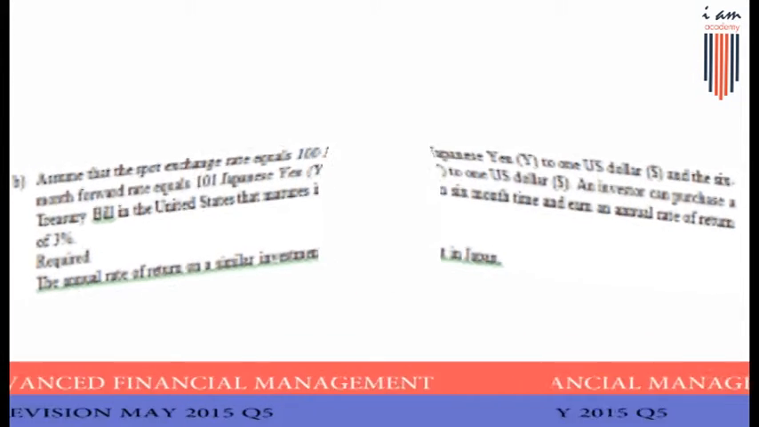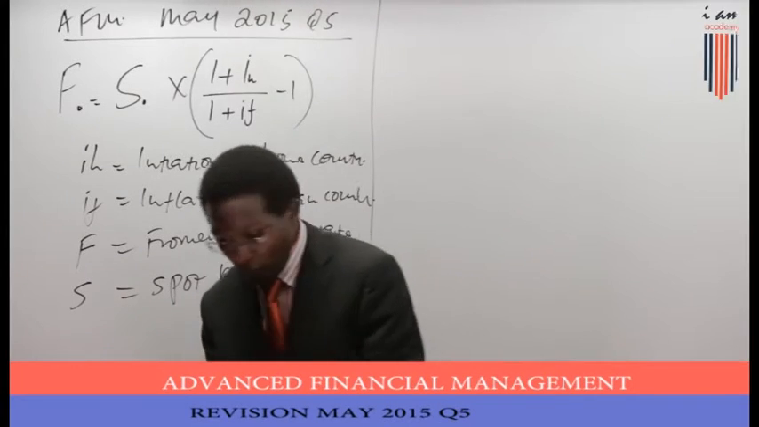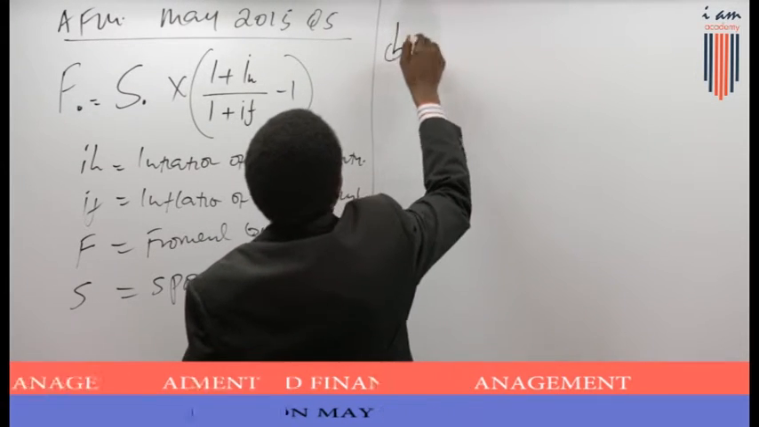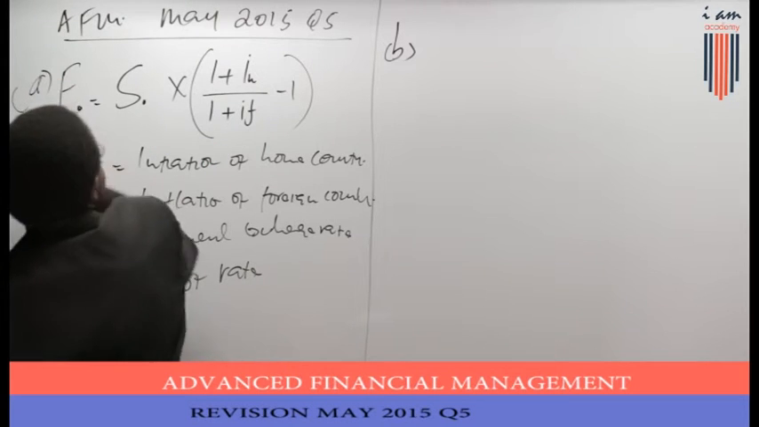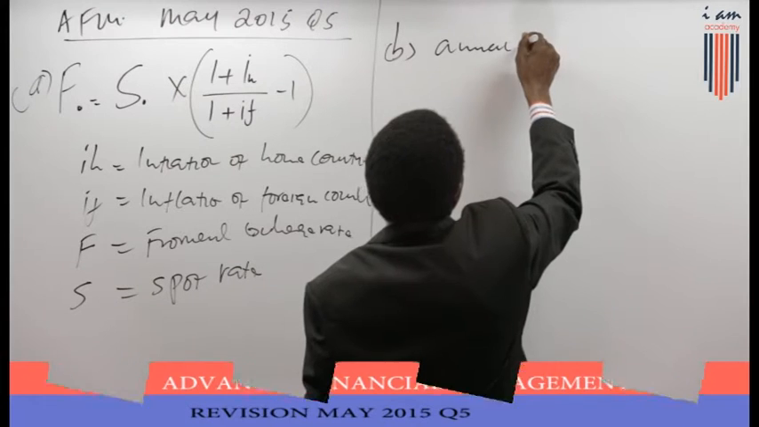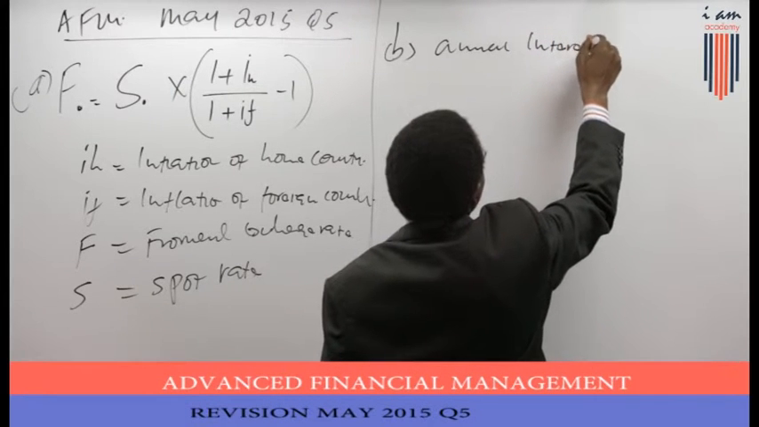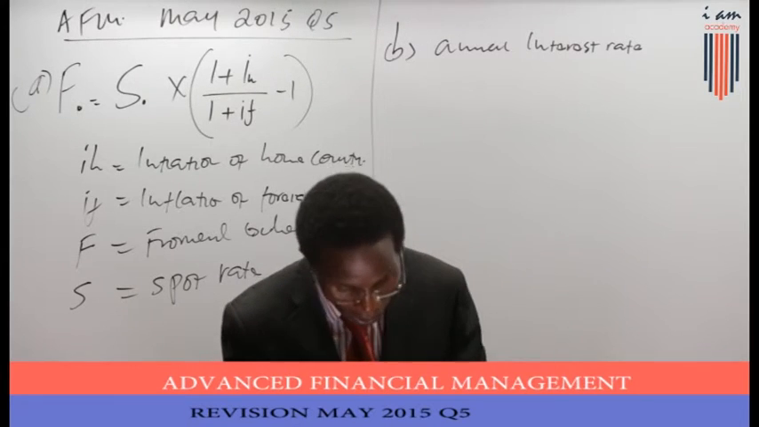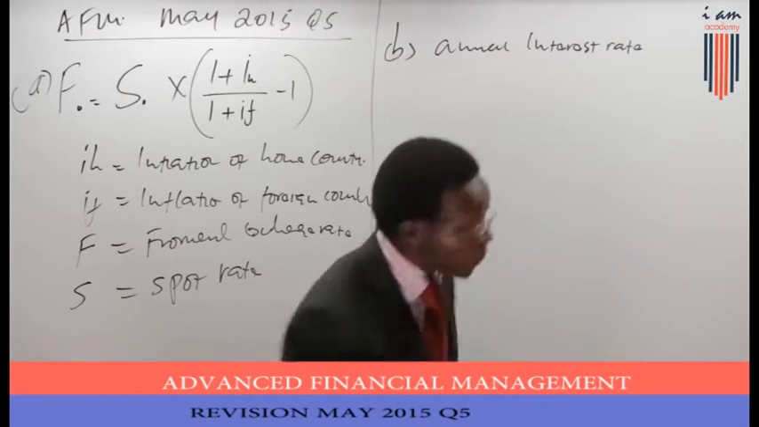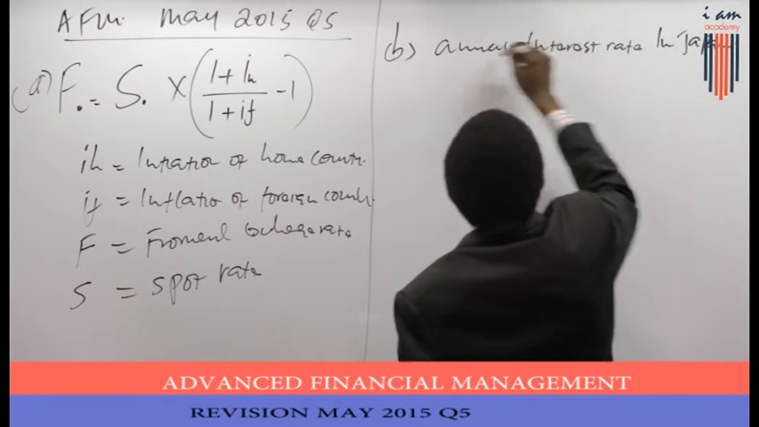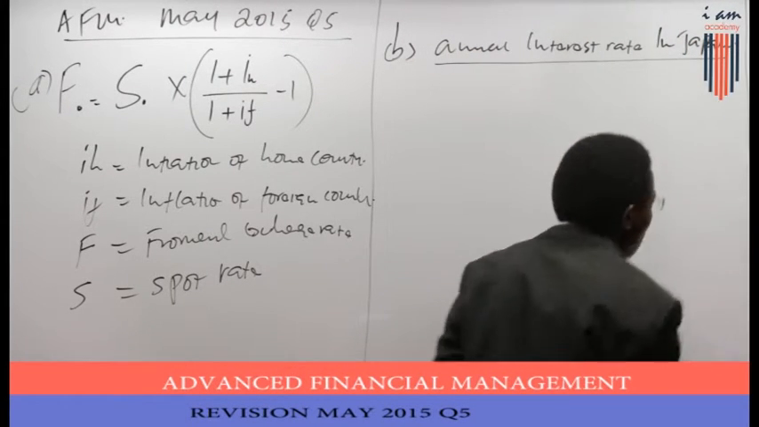Now, what do they want here? We are talking about part B; this was A. In B, we are to calculate the annual interest rate in Japan.